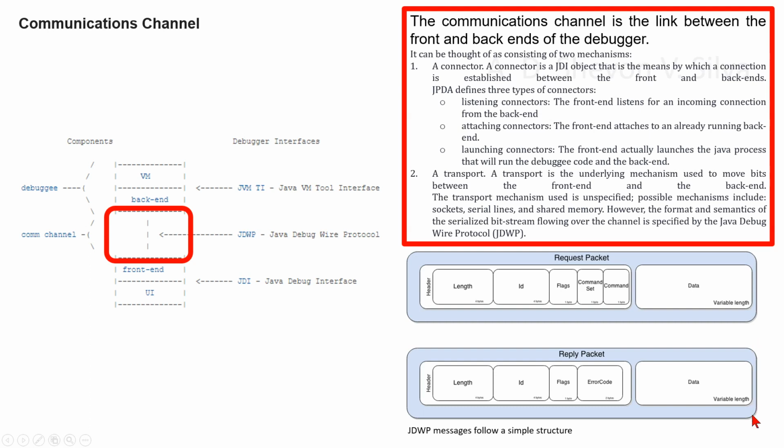A reply packet is sent only in response to a command packet and always provides information on the success or failure of the command. Reply packets may also carry data requested in the command, for example, the value of the field or variable. Currently, events sent from the target VM do not require a response packet from the debugger. JDWP is asynchronous. Multiple command packets may be sent before the first reply packet is received. Command and reply packet headers are equal in size.